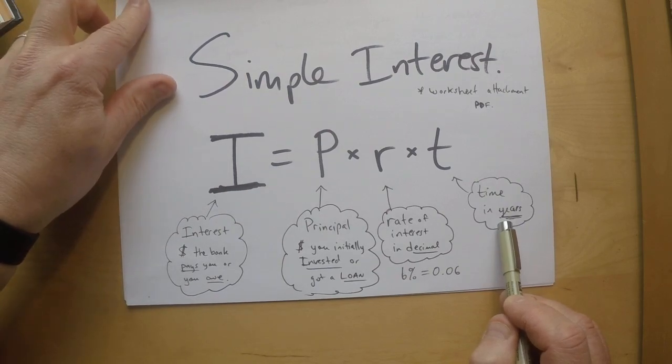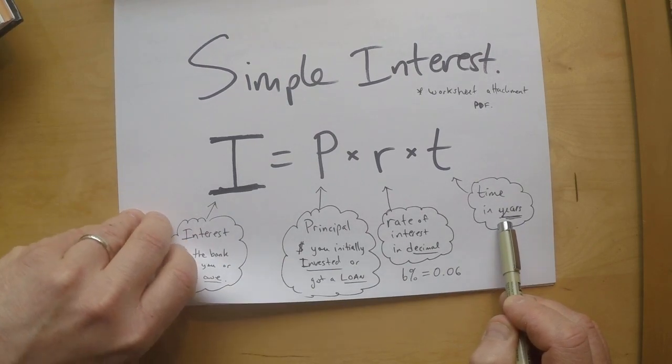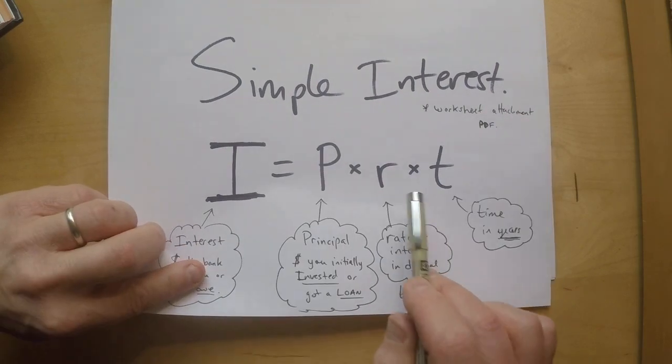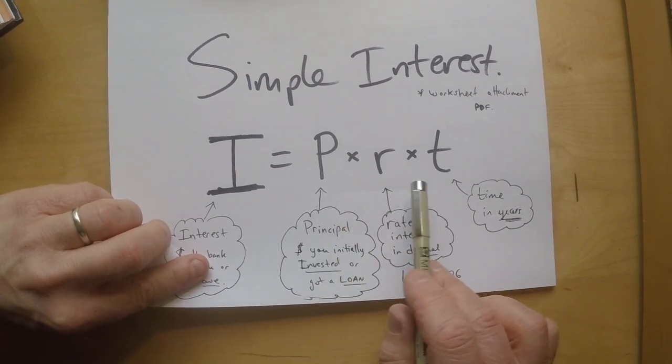So we'll do 2 quick examples, and then we're done. Keep this formula in your back pocket. That's what you're going to have to write out and know how to use.